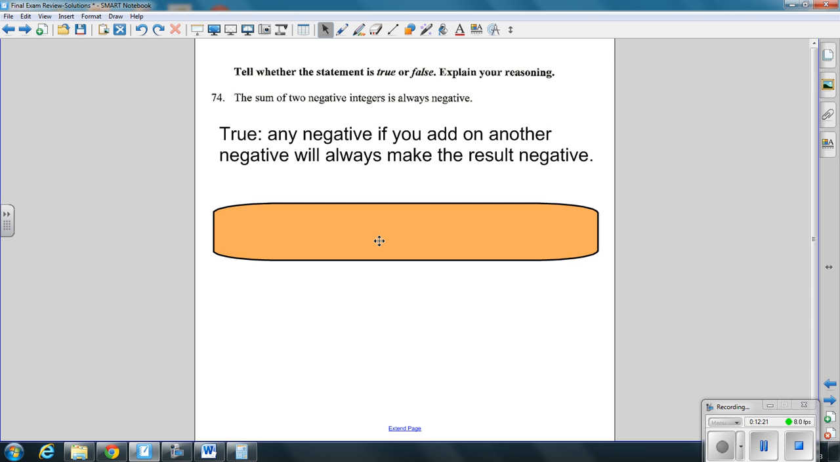I can add any two negative numbers. Think about it. You owe two people money, and if you continuously owe the two people money, you'll always have a negative amount, or you'll always have a balance due to two different people. So the answer is true. If you have any negative and you add it to another negative, the result will always be negative.